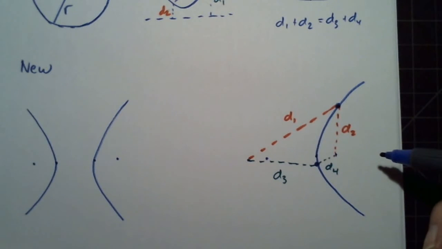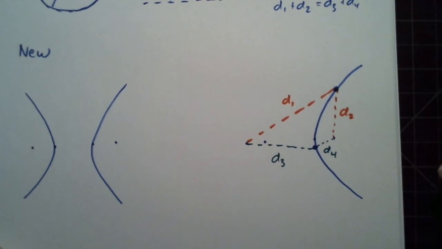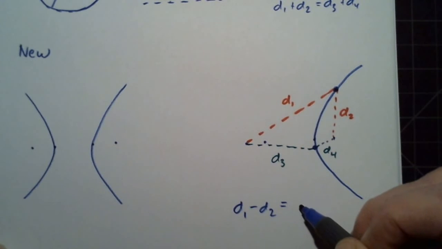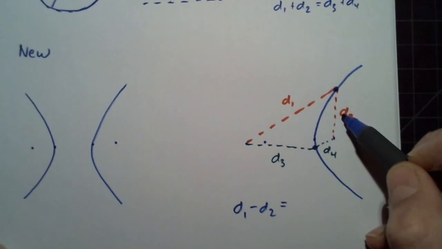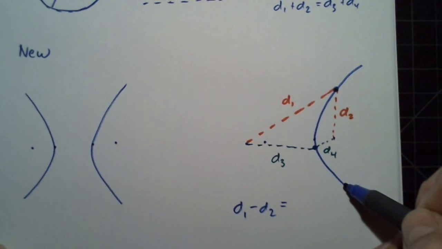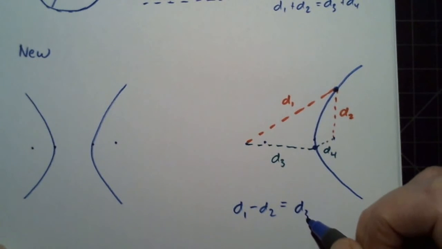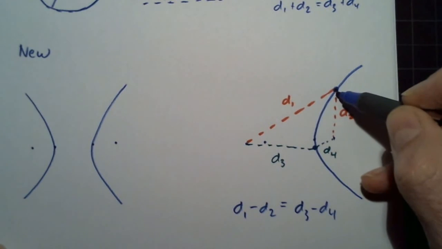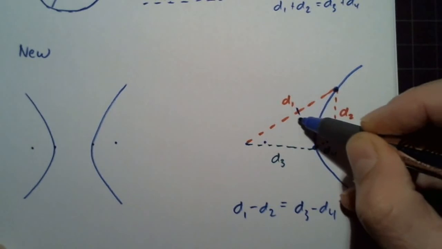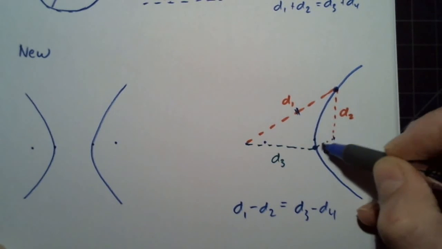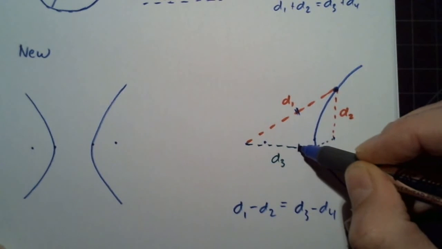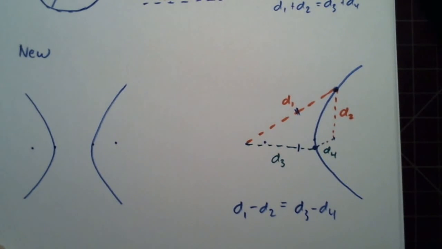And in the hyperbola, d1 minus d2 is always the same. The difference of these two distances will be the same for every point on the hyperbola. So here we have d3 minus d4. If we take this distance and rotate it, and we take this distance and rotate it there, we can see how this distance looks pretty close to that distance. And that's what we mean by the differences being equal.